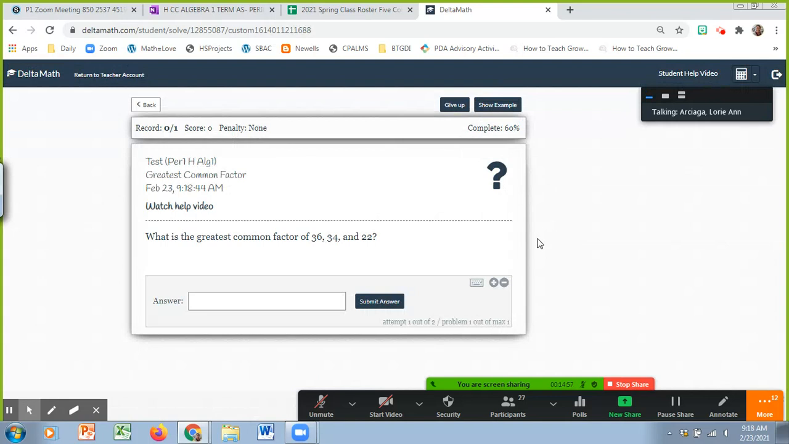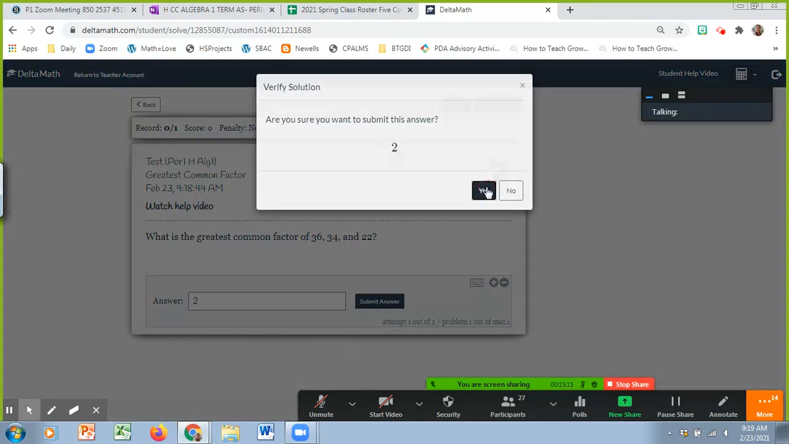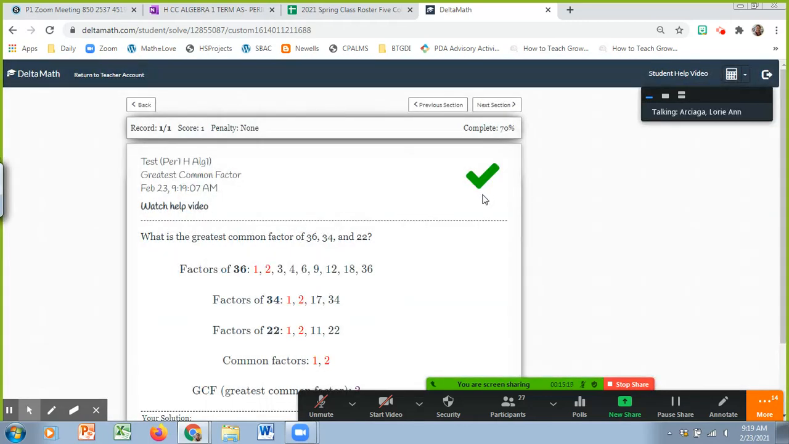Greatest common factor of 36, 34, and 22. So you can't have a GCF bigger than 22. 2 again from Brian. Let's see. All right, very good.